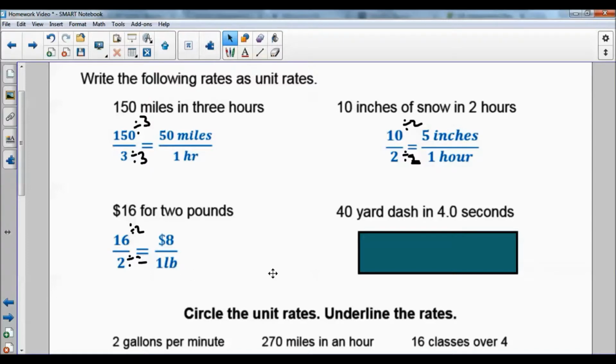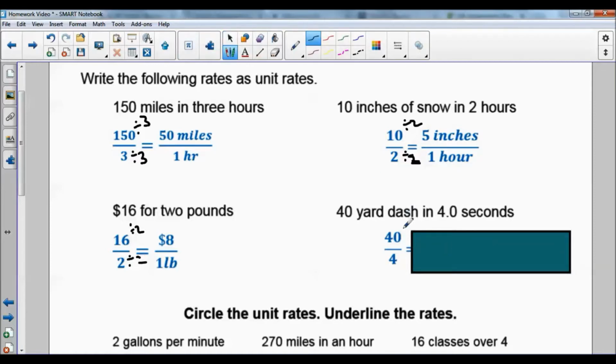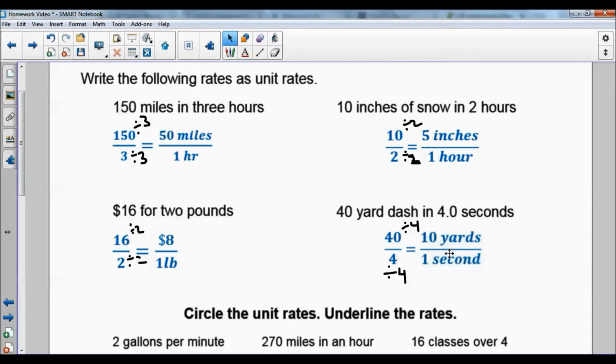Okay, our last one, 40-yard dash in 4 seconds. Again, we set it up as a fraction. We're going to divide the top and the bottom by 4 here so that we can get our unit rate. Right? Divide by 4, divide by 4. 4 divided by 4 is just 1. That's the whole point. 40 divided by 4 is 10, so we can run 10 yards in 1 second.